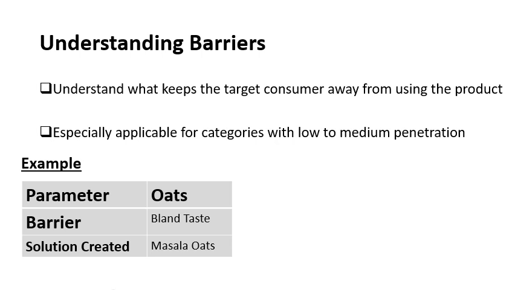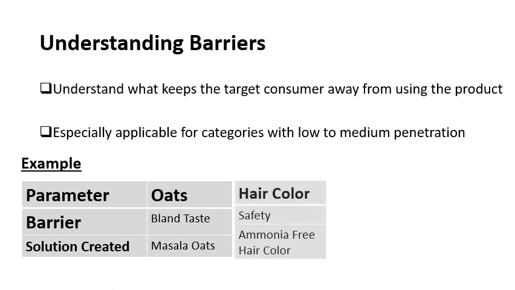So let's look at some examples. Very simple example, oats. One of the big barriers was that there was a perception that oats are not tasty, and Indian consumers like to eat tasty food. And that's how Saffola came up with masala oats, and they understood this barrier, they removed this barrier through a product, and bingo, it was a success. Similarly, hair color. Many consumers don't use hair color because they believe that they will lose hair, so there is a concern of safety. That's how came ammonia free hair color.